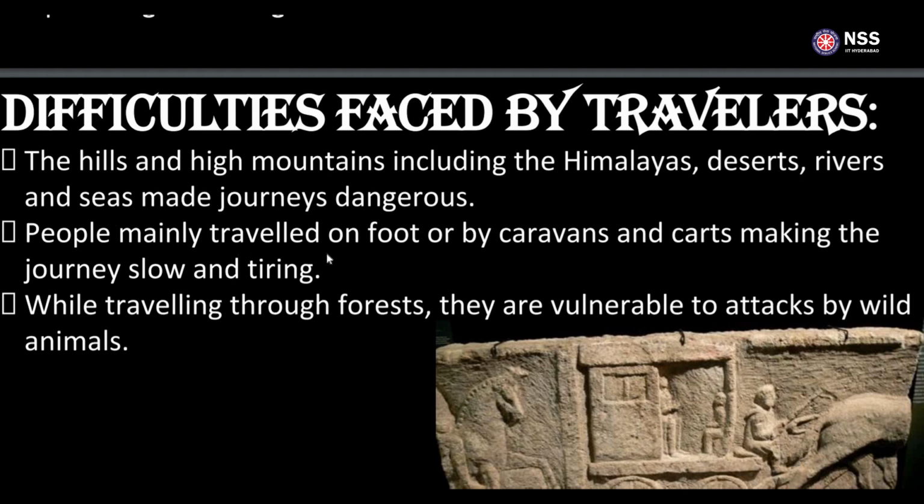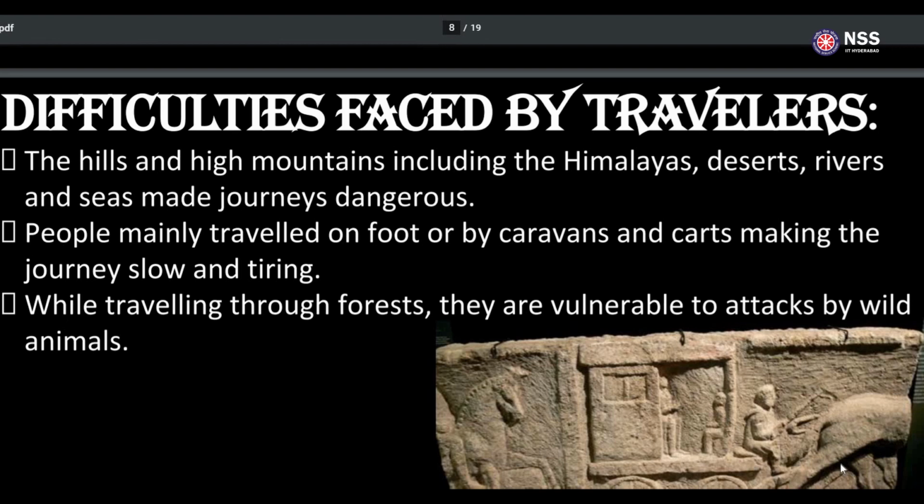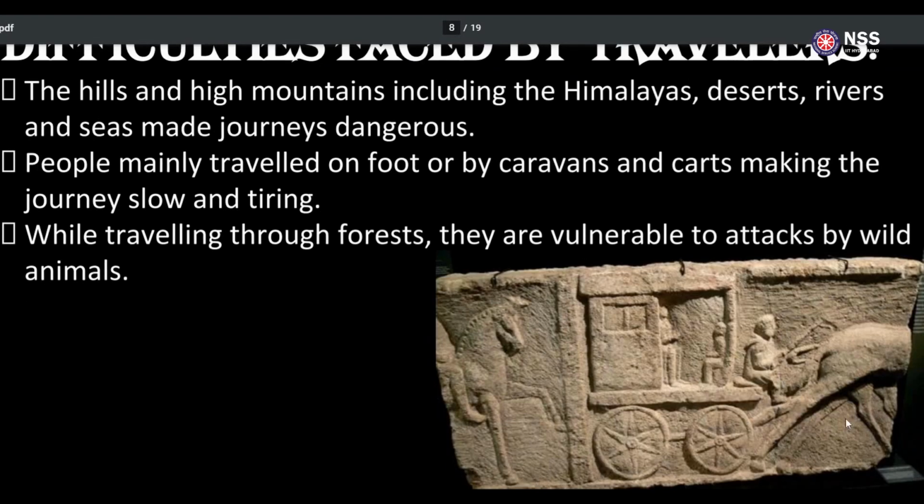People mainly traveled on foot or by caravans and carts, so their journey was very slow and tiresome. Carts, like a bullock cart. See, you find here some inscription on a stone. Here someone is moving on a bullock cart and two people are sitting at the back. So it's a tiresome journey, you have to keep hitting the bull, and it's a slow way of transport. And while traveling through forests, there were vulnerable attacks by wild animals, so it's very dangerous.